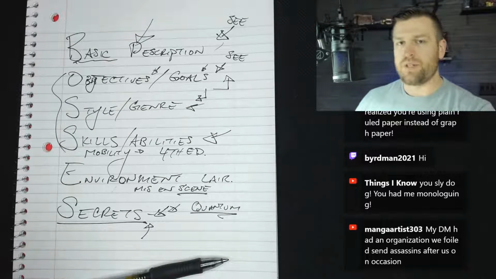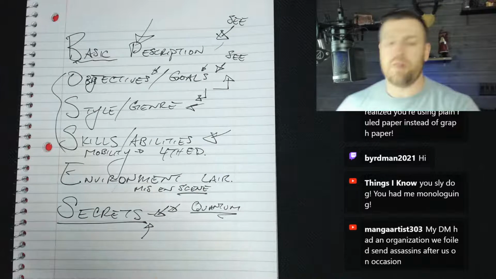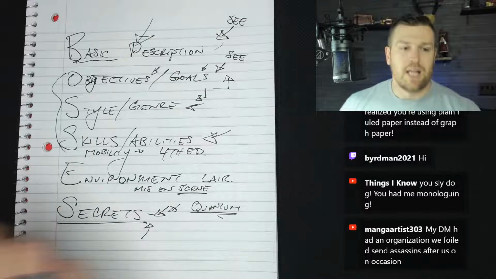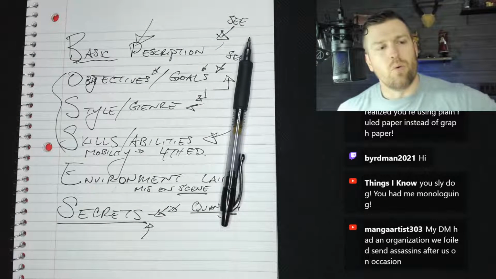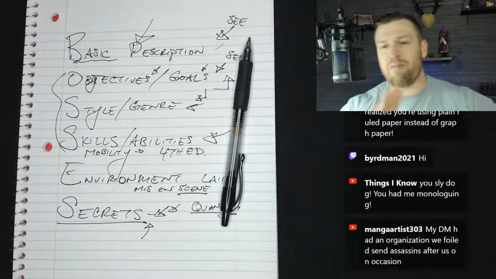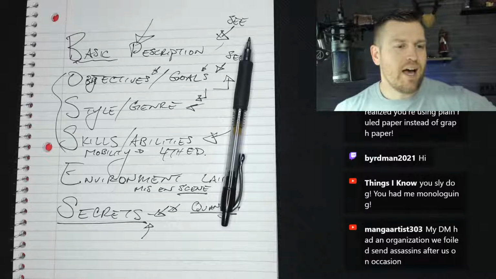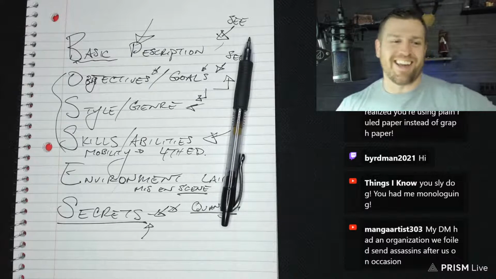So, what does this all look like, right? It's all well and good that we've talked about this in principle. Let's make a villain. As I'm already 40 minutes into this. Well, take 15 minutes off. We're only 15 minutes in, right? You sly dog. You had me monologuing.